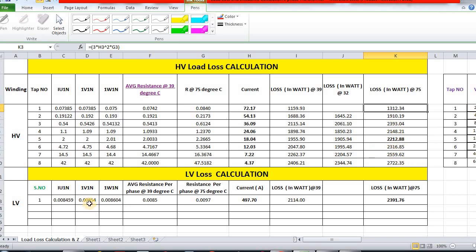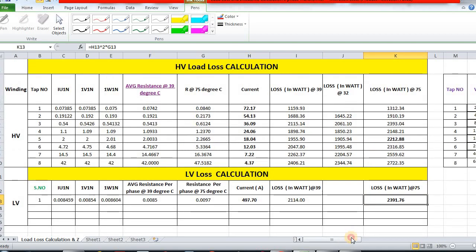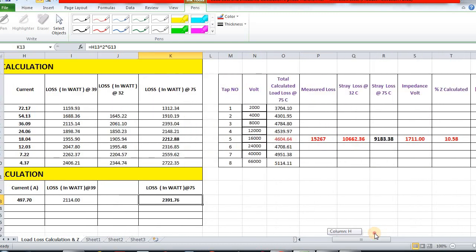Now the LV winding load loss calculation. This is a delta connection, this is the per phase resistance, and this is the average, converted into 75 degrees Celsius, and this is the rating current, with load loss at 39 degrees Celsius and load loss at 75 degrees Celsius. Now the total load loss of this three-phase transformer will be, at tap number 5, 4604 watt.